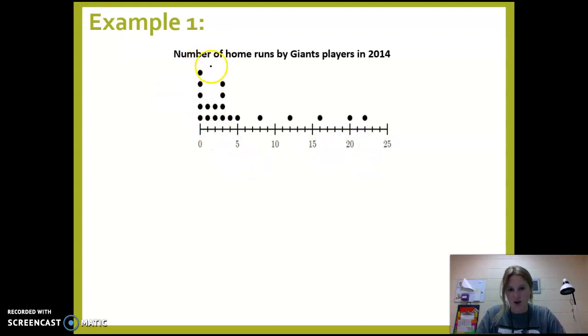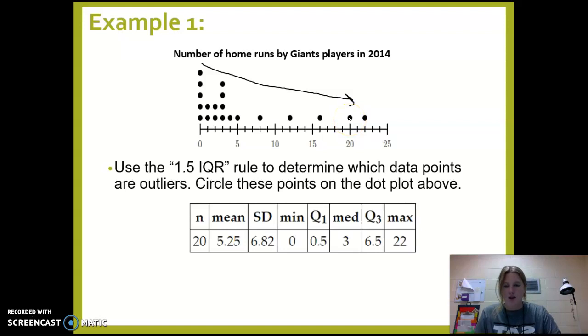I'm just looking at the shape. We can clearly see it's being pulled down to the right, so it's skewed right. We got some numbers over here that look an abnormal distance from the rest of them, but how do I know? Maybe I need to do some calculations to see which ones are the outliers. So the directions say use the 1.5 IQR rule. Now I know which rule I'm using, and then I can circle the ones that are actually outliers.